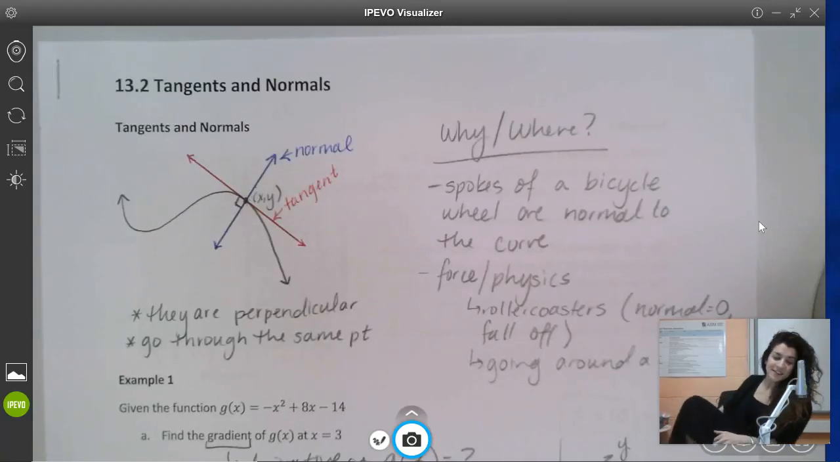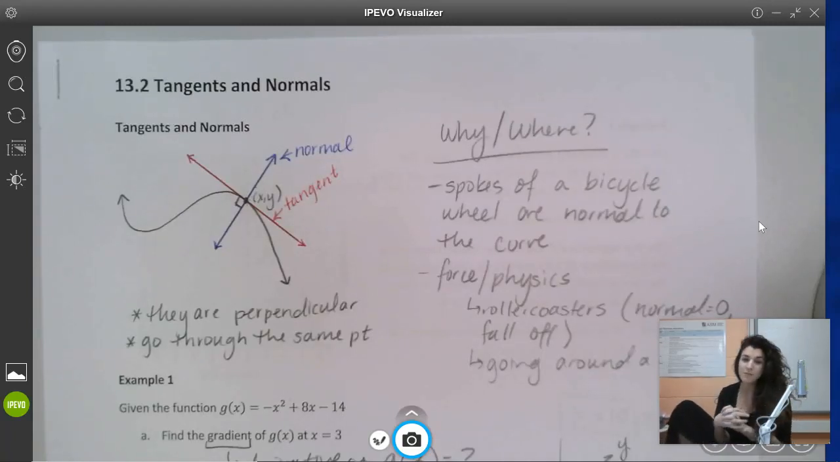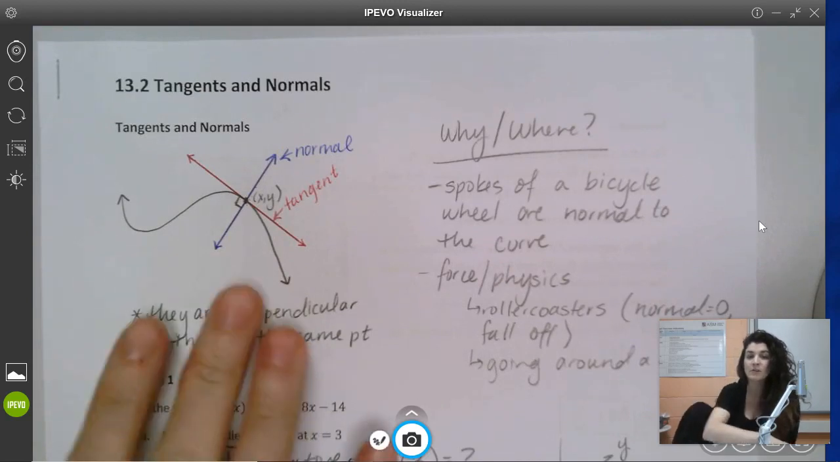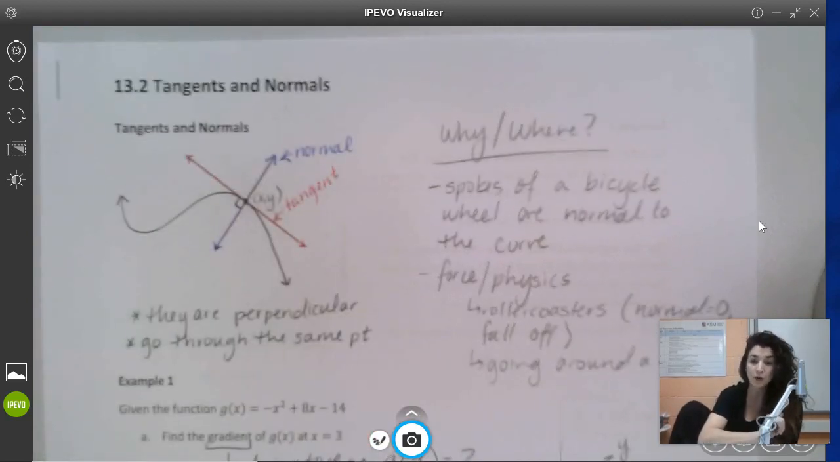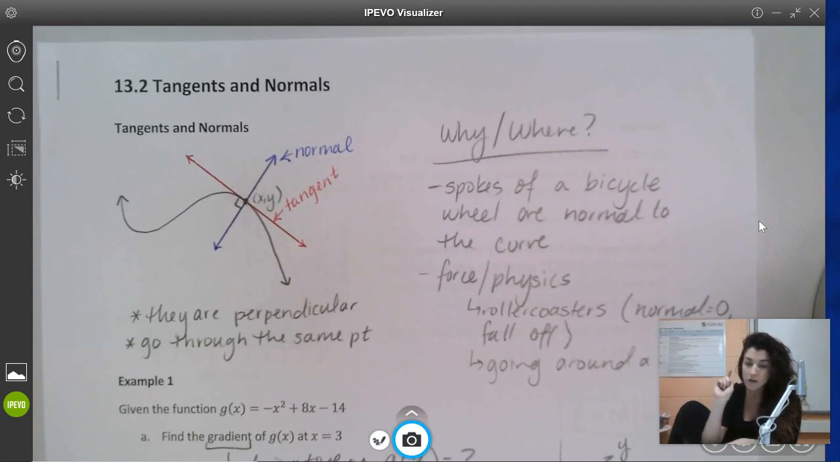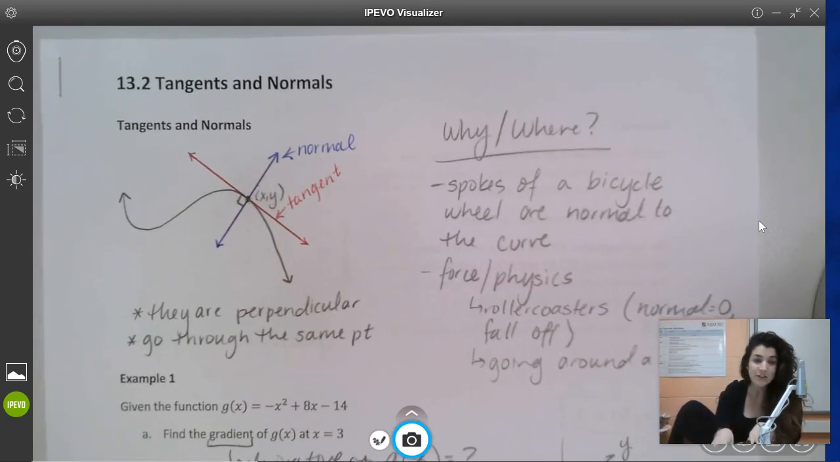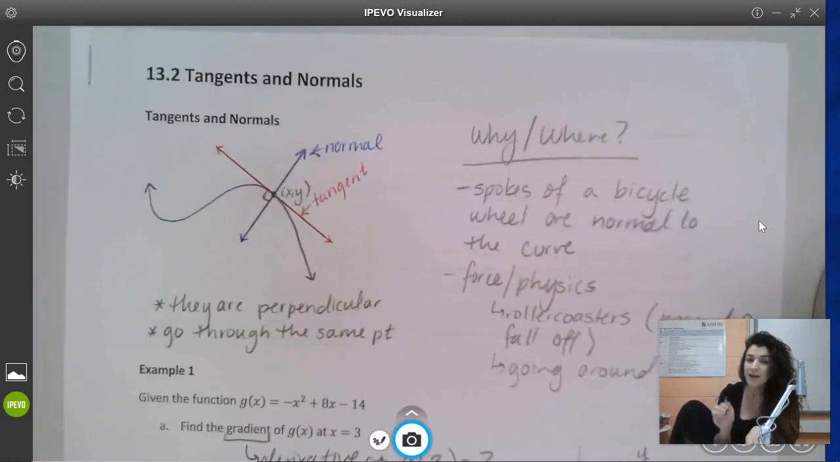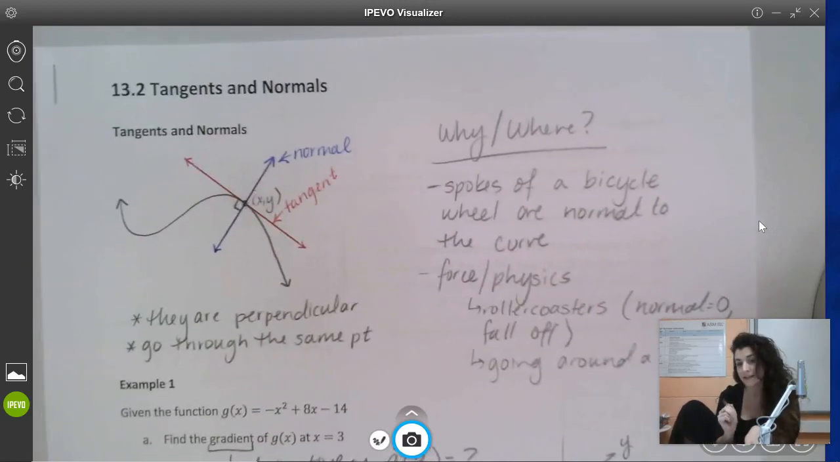Hey, 12th graders. So we are finishing up our 13.2 notes, and our 13.2 notes are dealing around this idea of tangents and normals. And so we practiced last time, we learned about last time the relationship between the normal and the tangent. And I would like for you to tell me right now what is the relationship between a normal line and the tangent line.